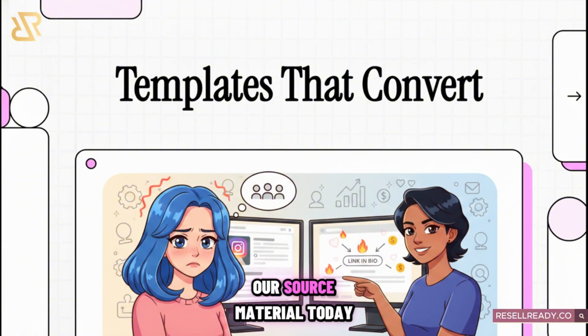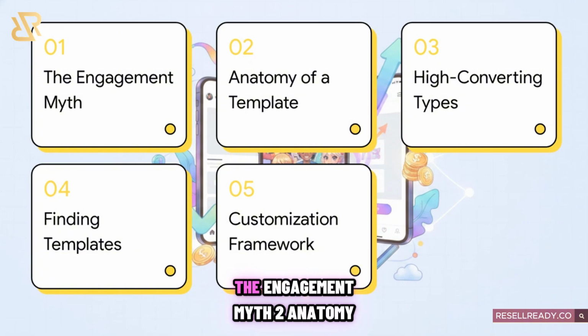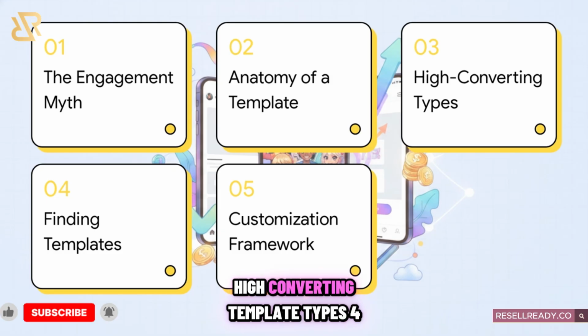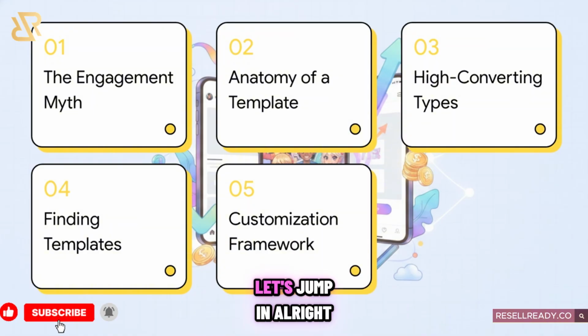But as we dive into our source material today, it turns out there is a totally repeatable way to fix that. So, here's our blueprint for today. We're going to quickly cover 1. The engagement myth, 2. Anatomy of a template, 3. High-converting template types, 4. Finding your templates, and finally, 5. The customization framework. Let's jump in.